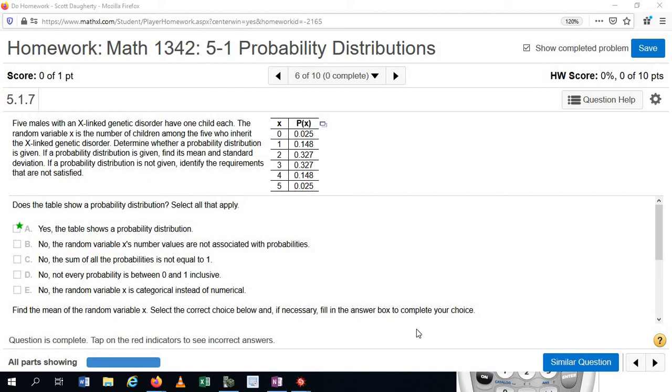Hello again. In this video, I'm going to go over this homework problem from section 5.1. So let me read through the problem and I'll show you how to work it out.